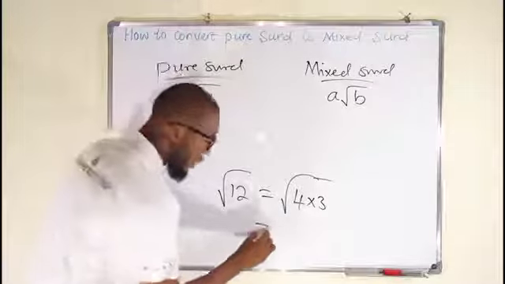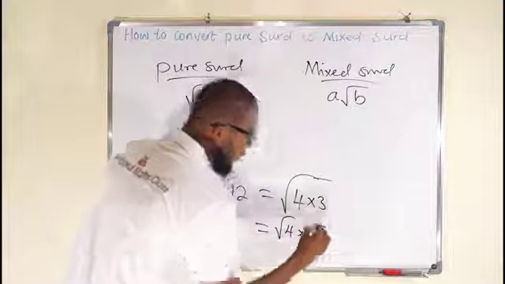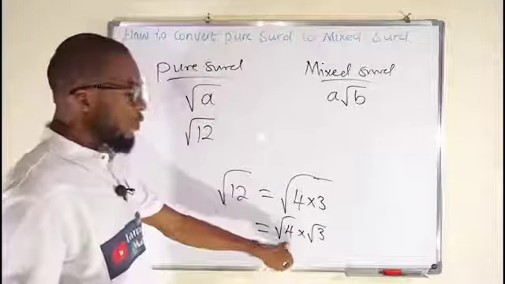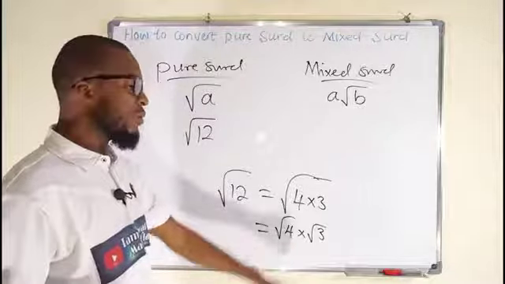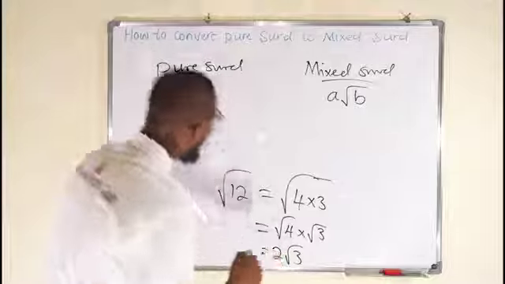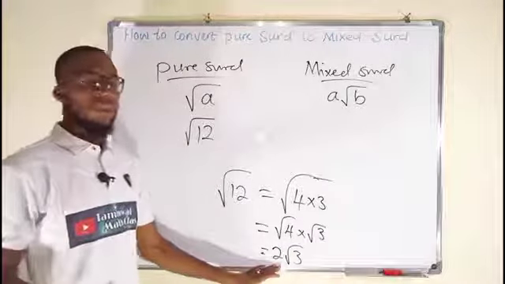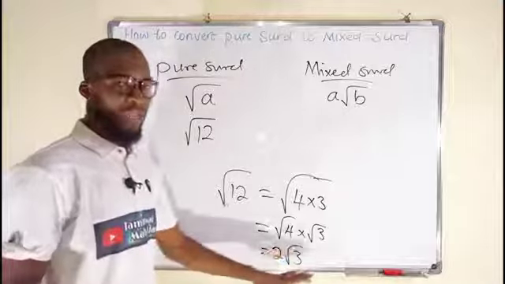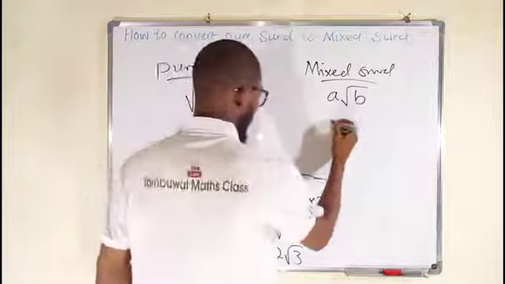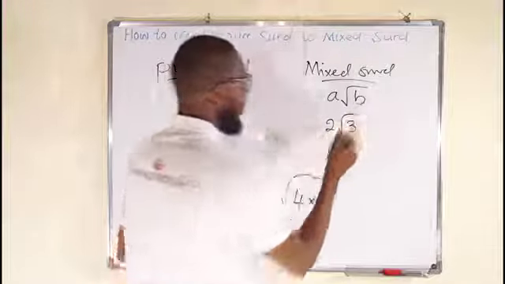You know, from the rule, we can separate them as square root of 4 multiplied by square root of 3. Separately, we take their square roots. But square root of 4 is 2. Then 2 times root 3 is 2 root 3. This means that square root of 12 is exactly the same as 2 root 3, just that they are in different form. So we can write it here as 2 root 3.